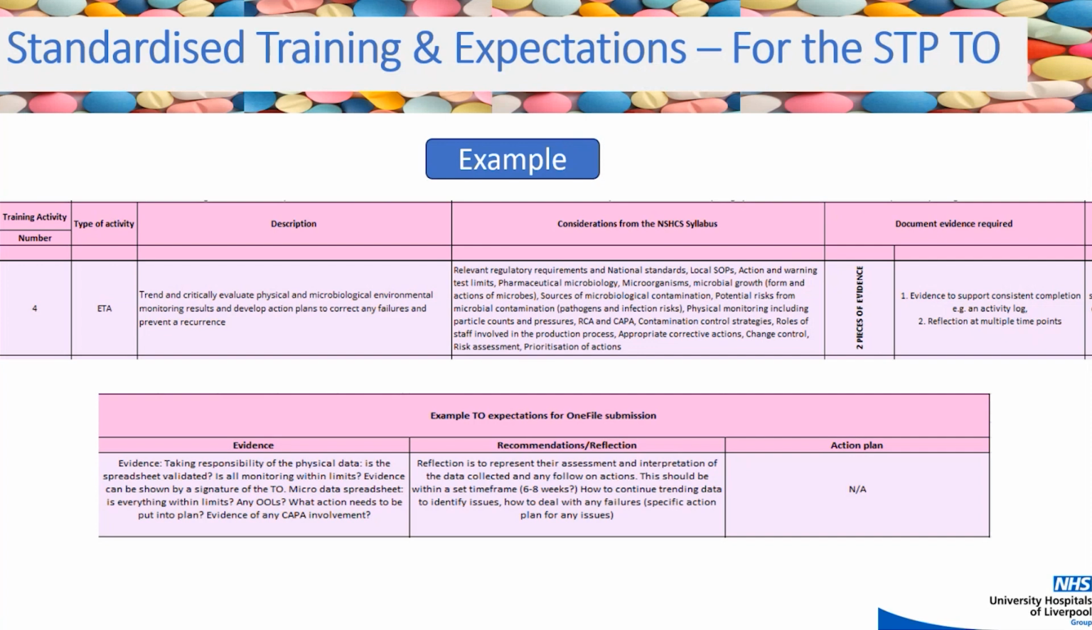The considerations from the national school are exactly what you would expect, really, but then the reality is slightly different. So in terms of your example TO expectations and your one file submissions, your evidence will be them showing that they can take responsibility of the physical data. So them being able to discuss and demonstrate on paper that they are able to take responsibility for the physical data. They would know how it was validated.